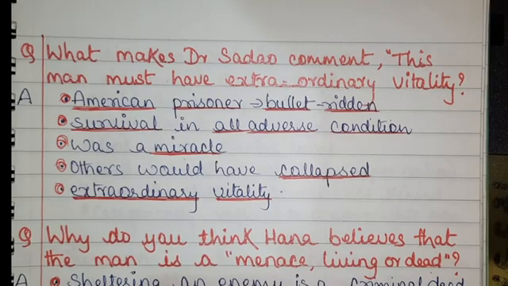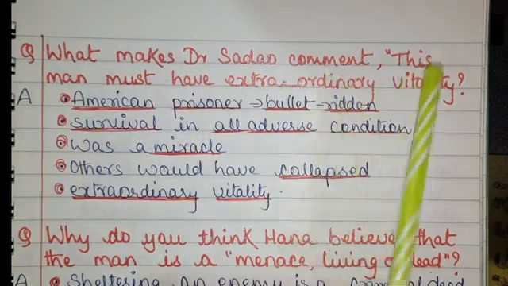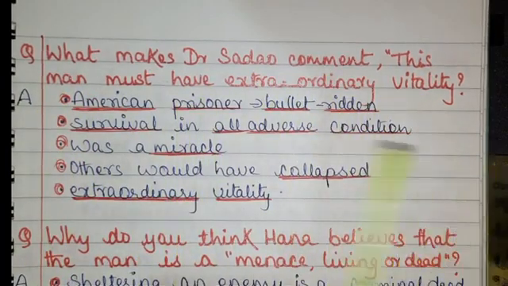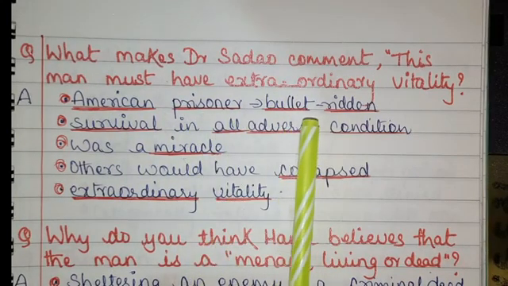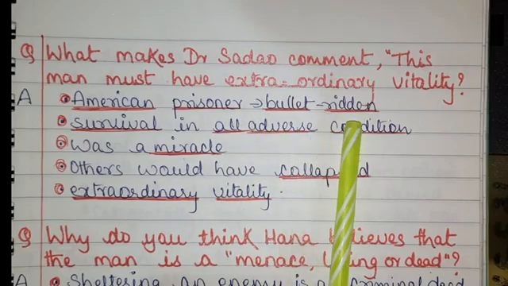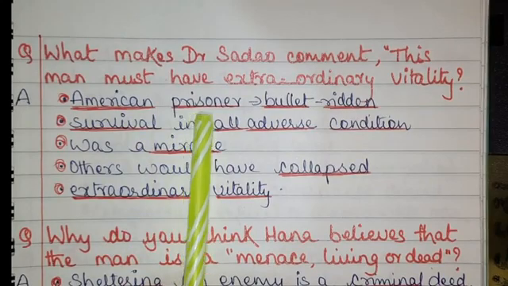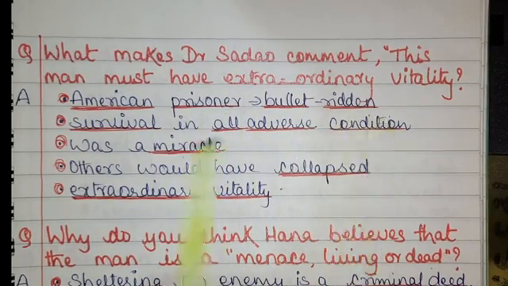Next question is, what makes Dr. Sadao comment, "This man must have extraordinary vitality"? See, the American prisoner of war was shot from behind. He was bullet ridden. It was an American soldier who was badly wounded. He had a bullet in his body which Dr. Sadao was trying to take out.